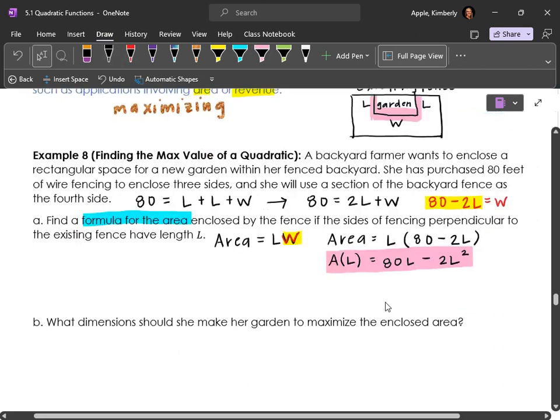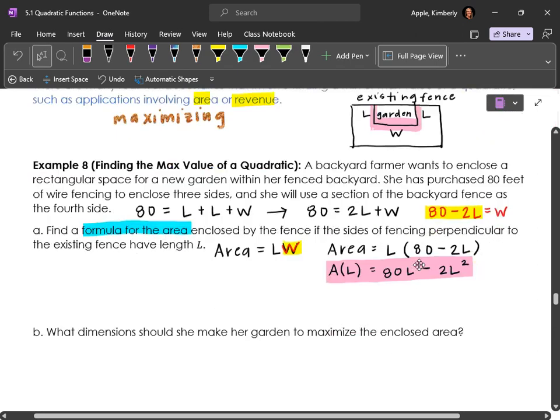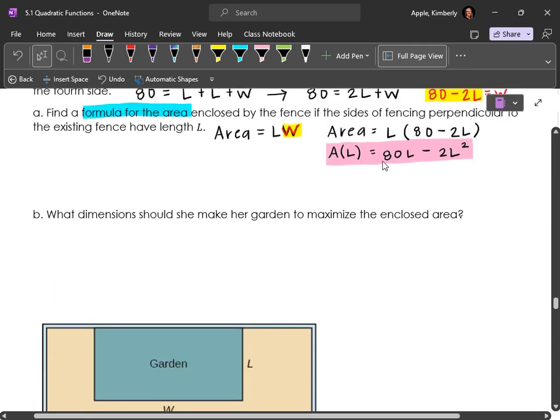Then it asks us to apply that model, and this is the diagram. It's a little bit better to see, but we already saw it up here. What dimensions should she make her garden to maximize the area? All we're really asking is, what is the maximum of this function? Let's rewrite it in the general form so we have descending exponent order. That would be negative 2L squared plus 80L.